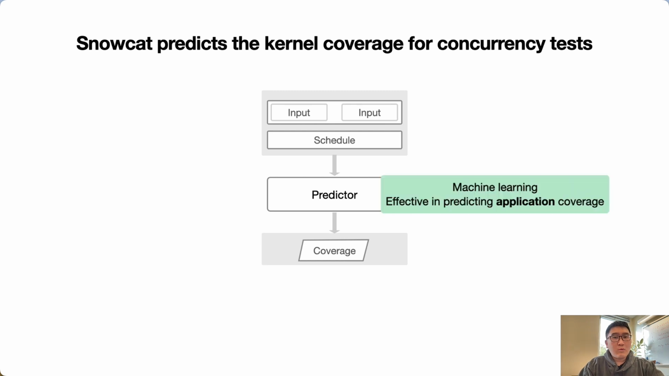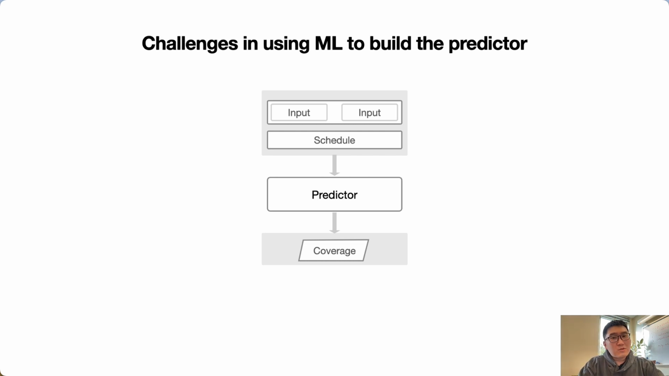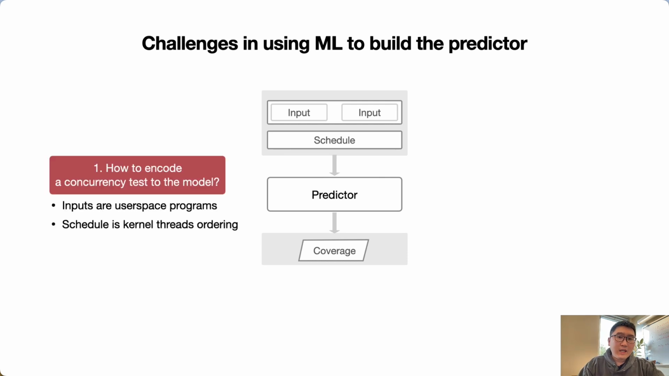In Snowcat, we chose to implement this predictor using machine learning. This decision is motivated by the success achieved by machine learning in predicting application coverage. However, when it comes to the kernel and concurrent executions, there are two major challenges that we have to address. The first problem is how can we represent a concurrency test as a query to the model?